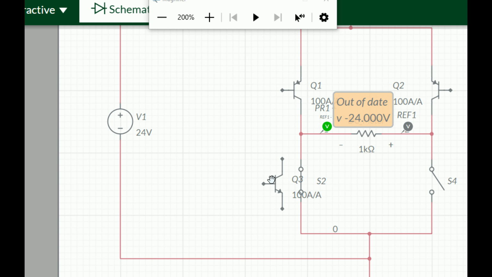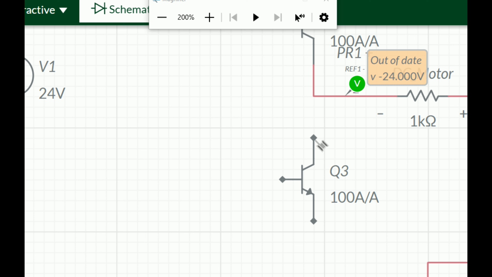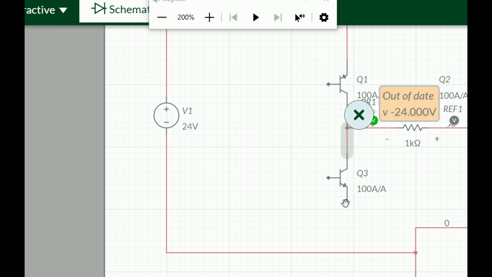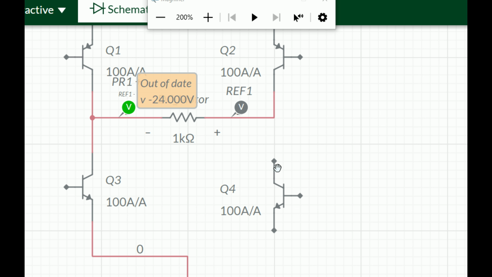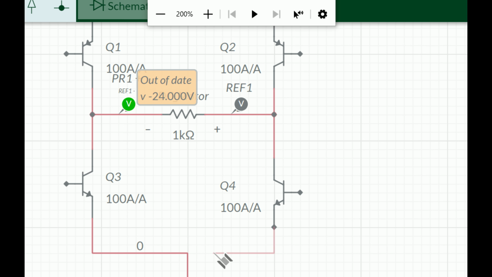So for the NPN transistor, just delete the S2 relay. I replace this with a transistor like this. Connect the wire over here again. Now for the last one, copy this NPN, and we need another NPN over here to replace the switch S4 like this. I also mirror this one to make it look presentable. I move it here. Now I connect this up like this, and I connect this over here like this.